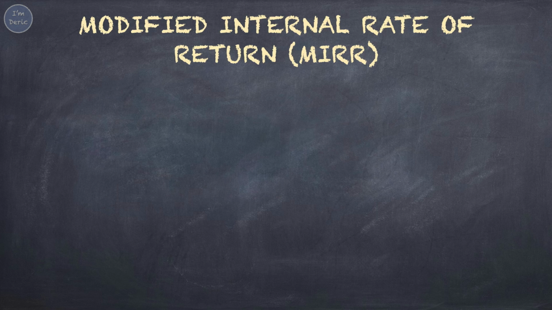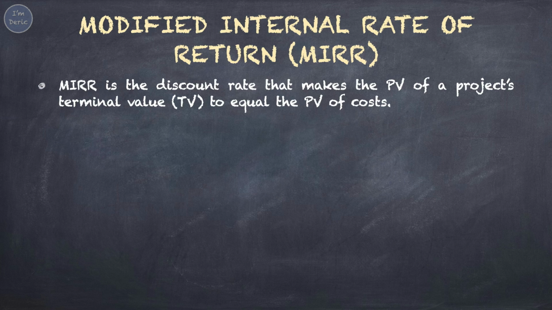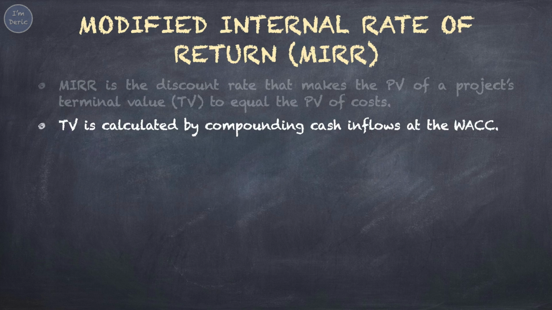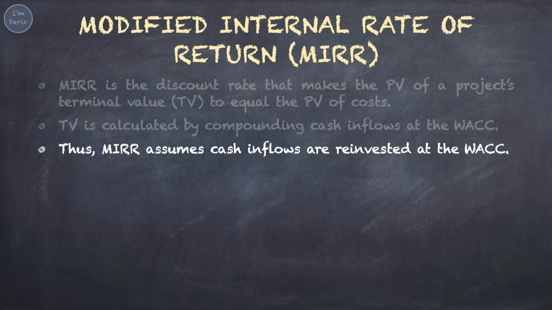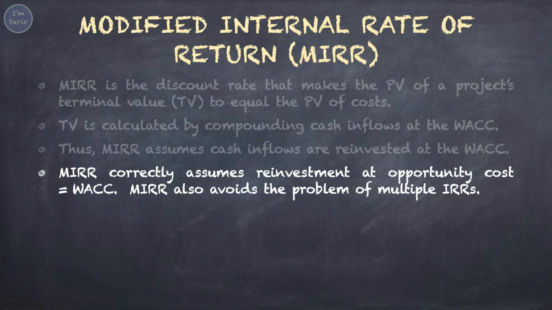To address the issue of the reinvestment assumption of IRR, we apply another measure called Modified Internal Rate of Return, abbreviated as MIRR. MIRR is the discount rate that makes the PV of a project's terminal value, TV, equal the PV of its costs. TV is calculated by compounding cash inflows at the WACC, which is used to determine the future value of all cash inflows. Thus, MIRR assumes that cash inflows are reinvested at the WACC, making it a more realistic assumption. MIRR correctly assumes reinvestment at the opportunity cost, which is equal to the WACC.